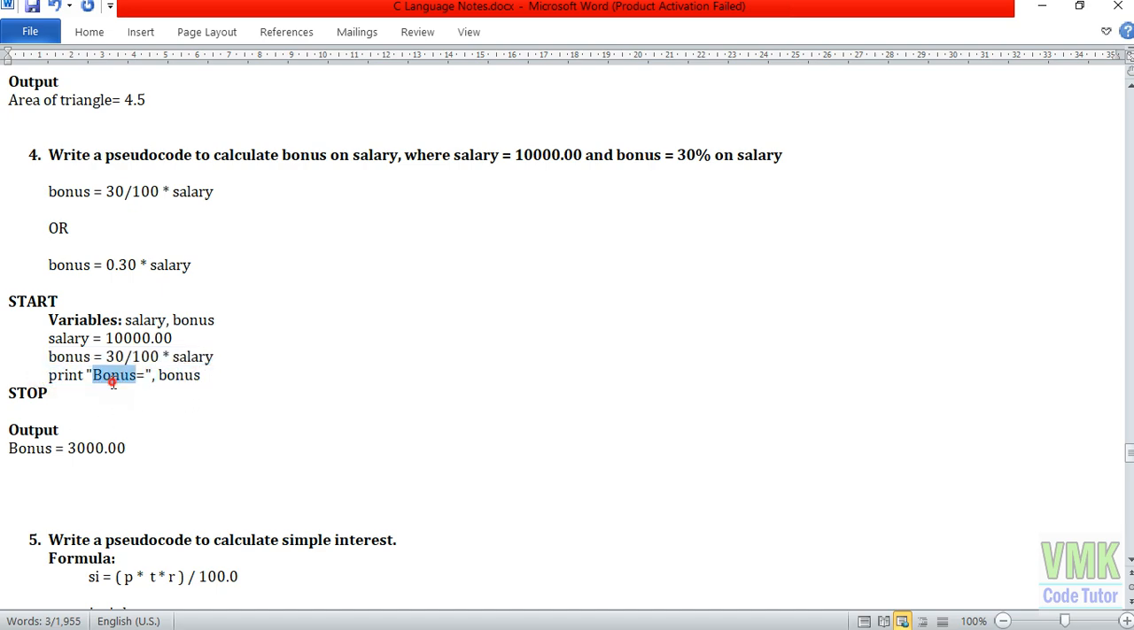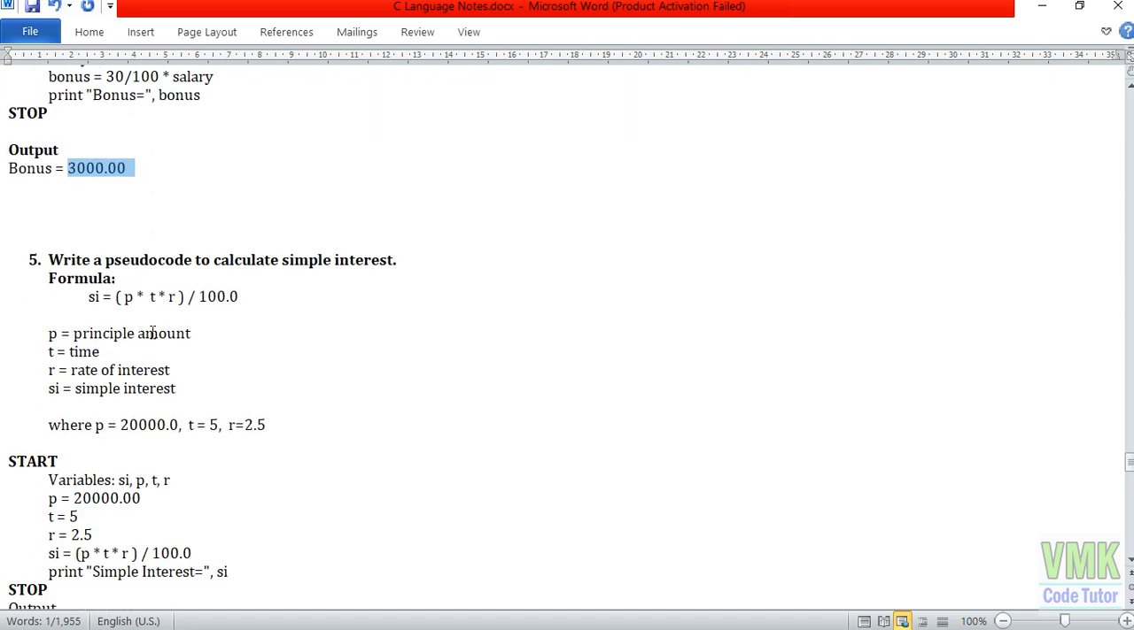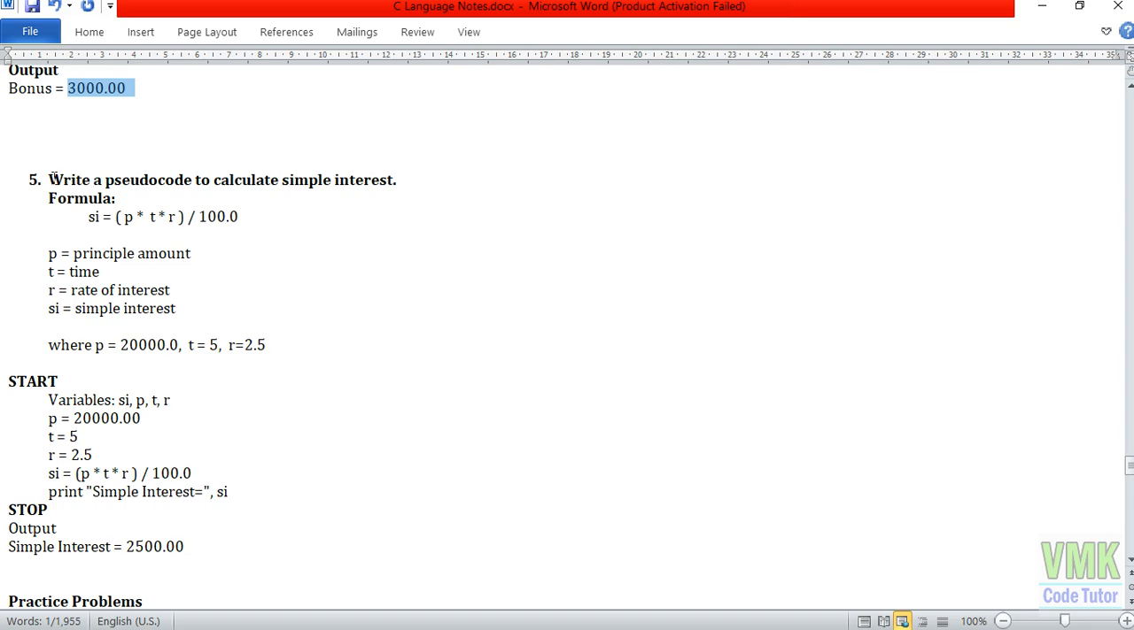So what bonus will it print? Here it is going to print 3,000 rupees. Okay, so I am not giving a memory diagram, you have to understand this particular thing. Similar to that, here is another problem that I am going to explain now.